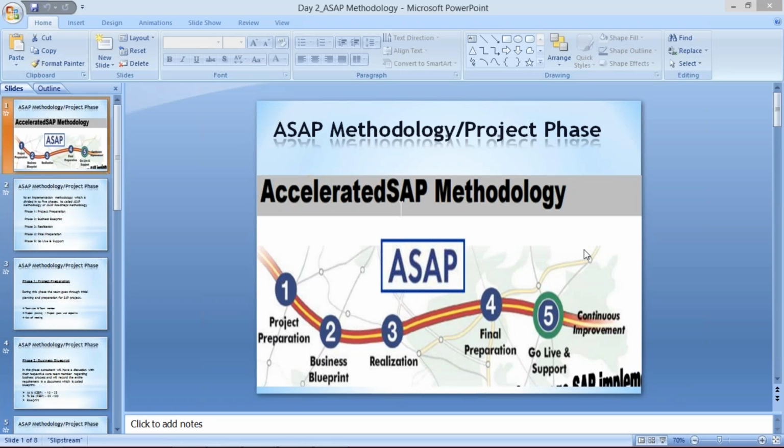In the previous session, I explained about these project phases. Whatever implementation project is there, it is divided into 5 phases. A detailed explanation was given, and we started explaining the project phases one by one. So the first phase I have already explained.